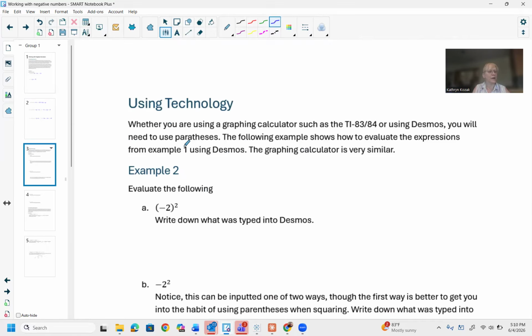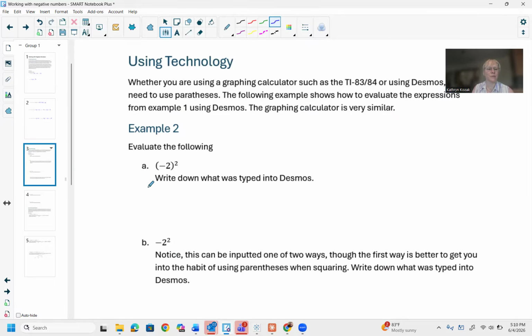Now what I want to do is look at using technology. Whether you're using a graphing calculator such as the TI-83 or 84, or using Desmos, you will need to use parentheses. The following example shows how to evaluate the expressions from the first examples using Desmos. The graphing calculator is very similar.